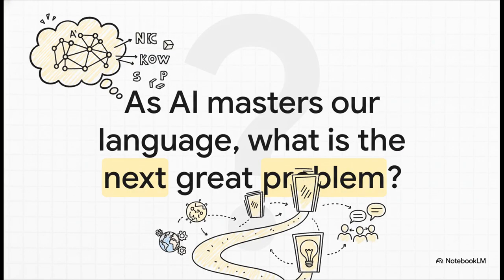Which leaves us with one last big question. We've seen how machines can deconstruct our language to figure out its structure and its meaning. As they get even better at this, maybe even understanding our intent or emotion, what's next? What's the next great challenge that we're going to turn this incredible power towards? It's definitely something to think about.